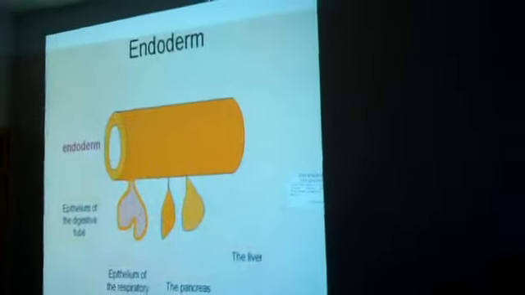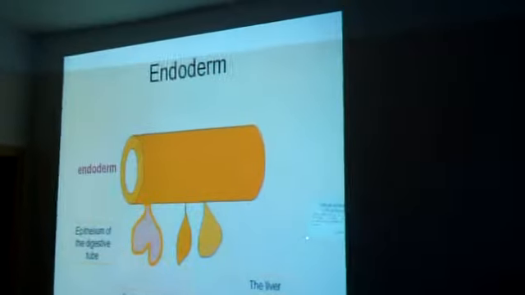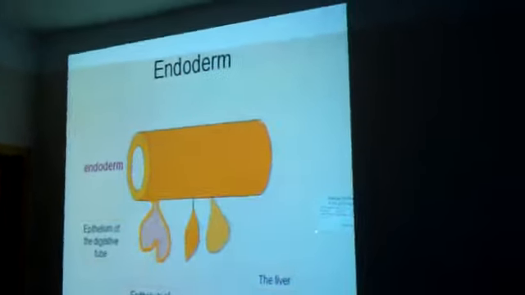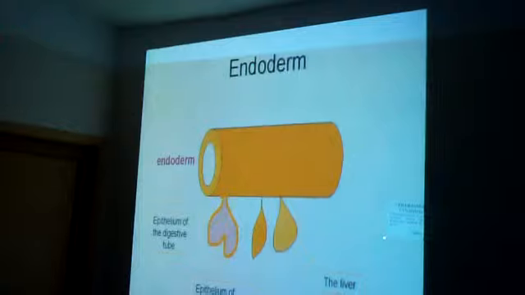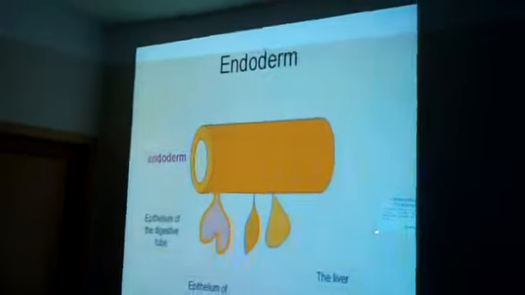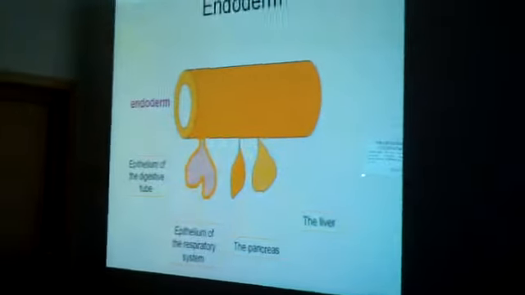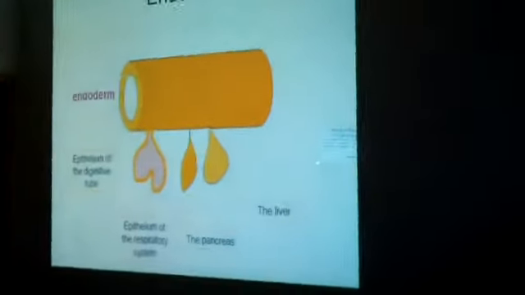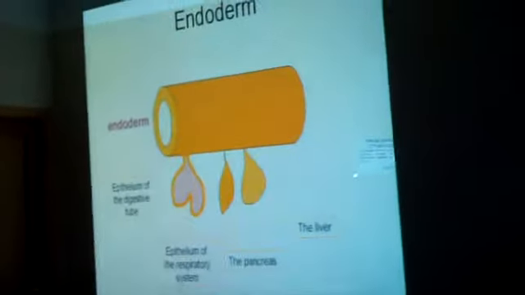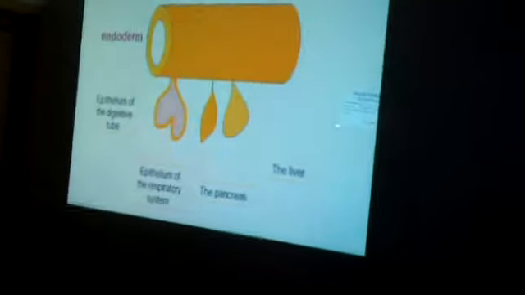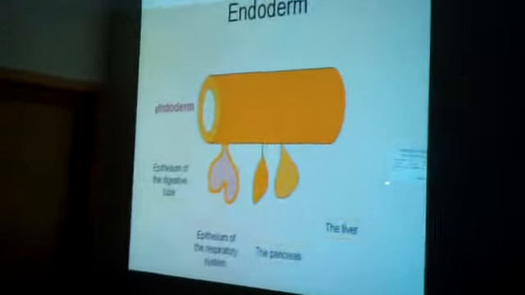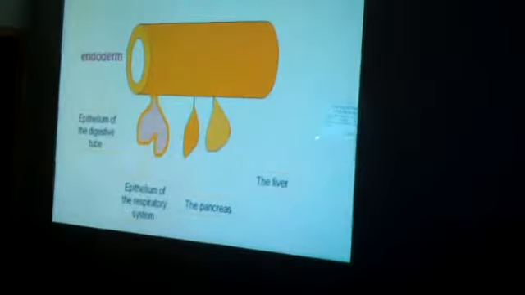And derivatives of endoderm are very simple. Epithelium of digestive tube, epithelium of lungs, pancreas and liver. All the structures which are close to our digestive system. So the result is that ectoderm gives epidermis of skin and nervous system and sense organs. Endoderm gives epithelium of eating and breathing.